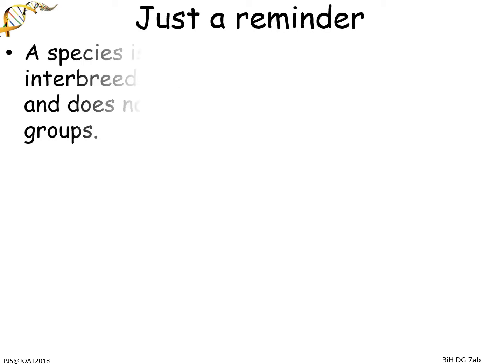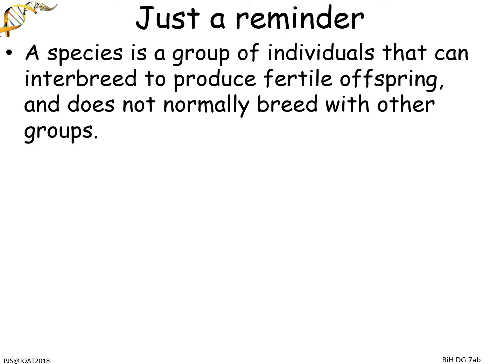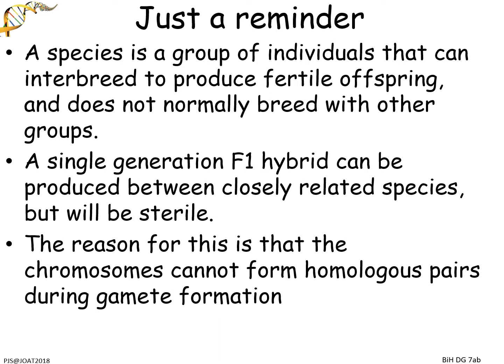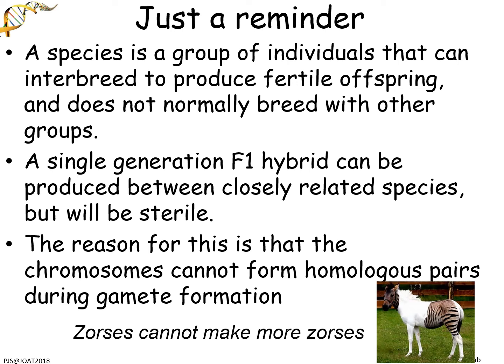So just to remind you what a species is, it's a group of individuals that can interbreed to produce fertile offspring, and they don't normally breed with other groups. That's important as well. So single generation, you might get an F1 hybrid. They might be closely enough related that you can get a first generation, there we go, we have a combination. But then that next generation doesn't happen. The F1 is not going to be able to breed to produce an F2. And this is all due to the fact that you now have pairs of chromosomes that don't match up correctly when you want to split them to make a half. Zorses can't make more Zorses.